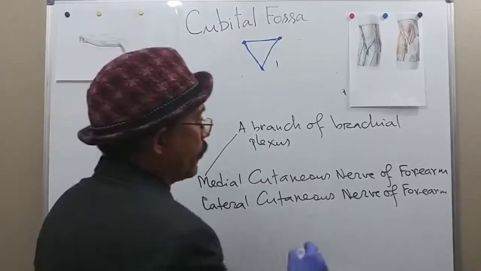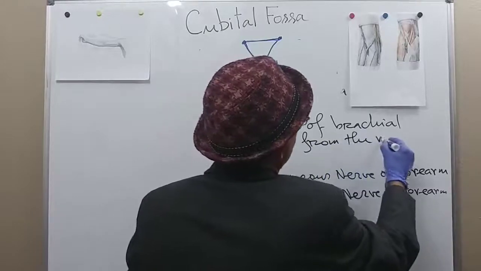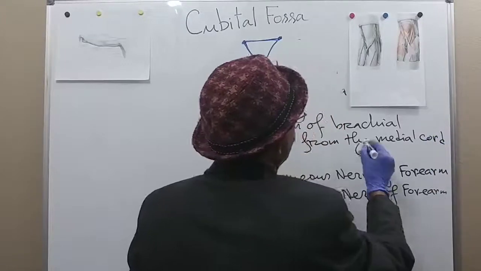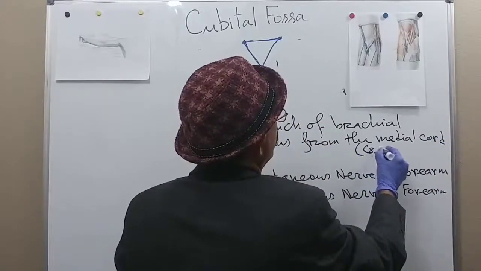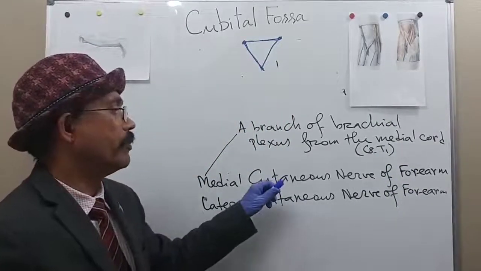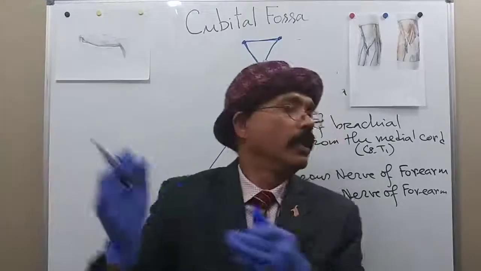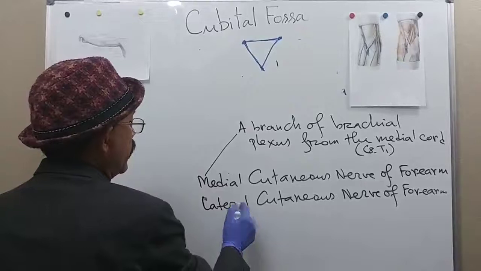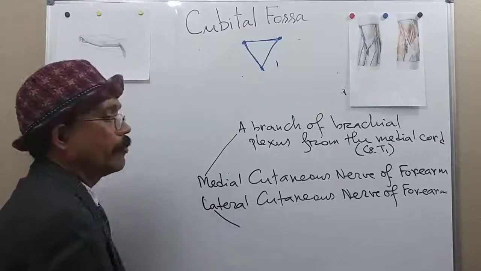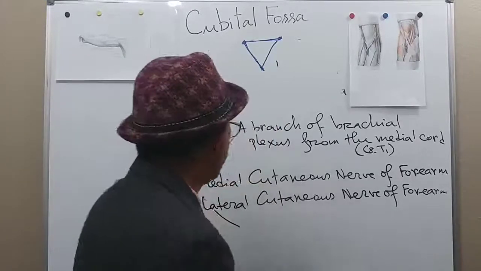From the medial cord, and its root value is C8, T1. We have the medial cutaneous nerve of the forearm, which should be located here. Then we have the lateral cutaneous nerve of the forearm. This is the continuation of the musculocutaneous nerve at the level of the elbow.